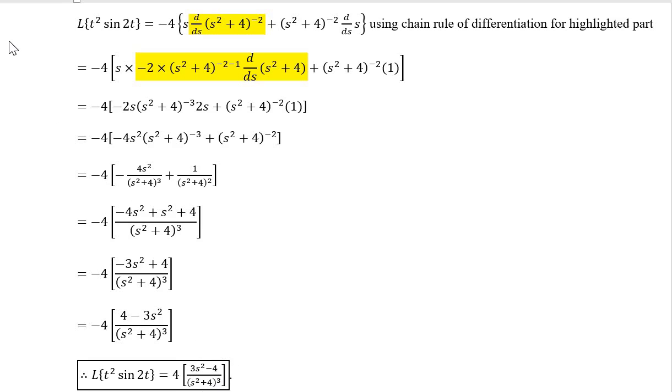So, these are two examples based on multiplication by t raised to n property.